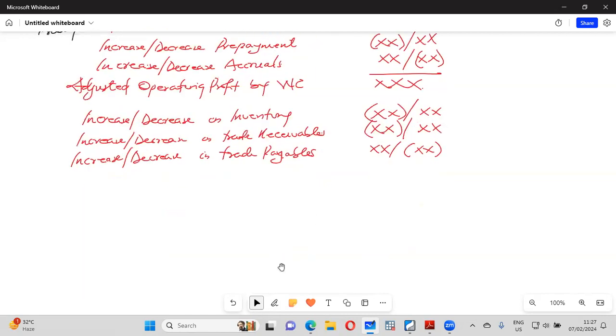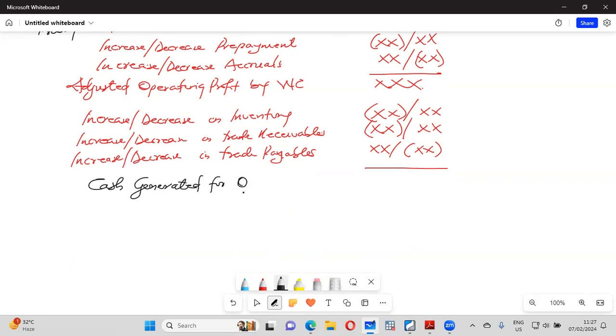Now, if you do this, you will now get your cash generated from operating activity. All right, the cash you have generated from operating activity. So that is that, cash generated from operating activity. So like your operating cash flow. And don't forget, operating cash flow is before what? Interest and tax. I hope you know that. And so the next thing for us to do is actually what? Deduct what? Interest.